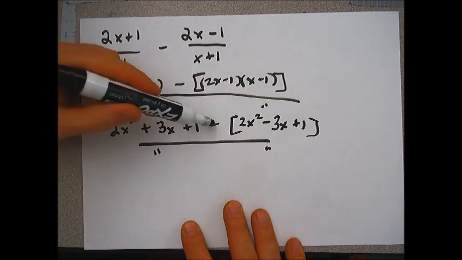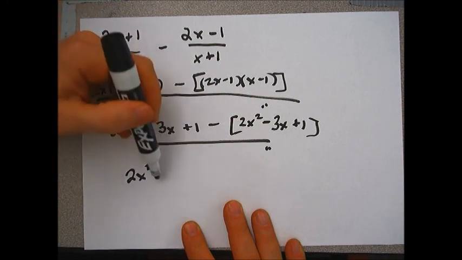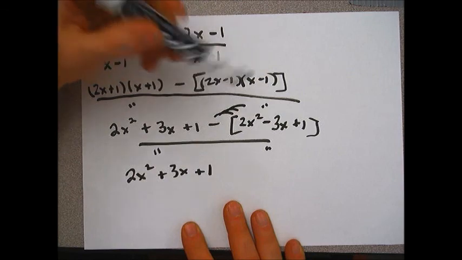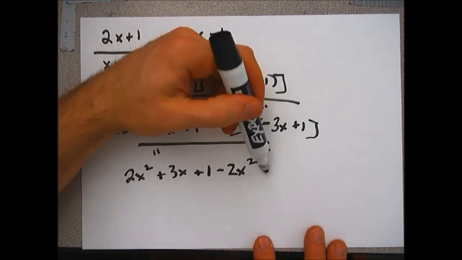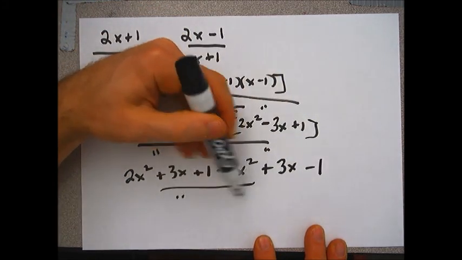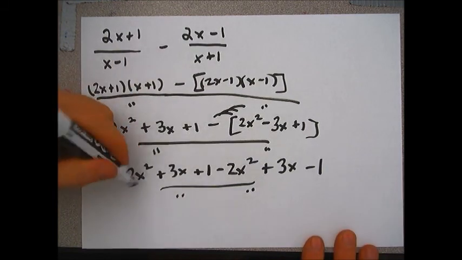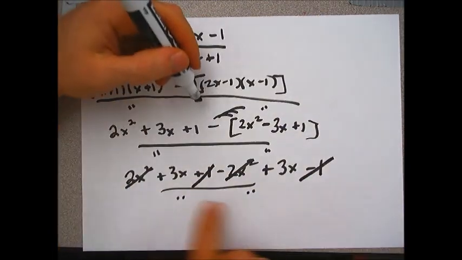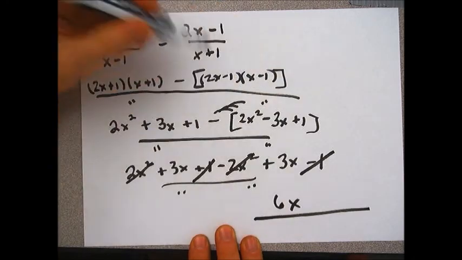So now we're going to minus the brackets, so distribute the negative. 2x squared plus 3x plus 1. Now this is where you run the negative through. Minus 2x squared, minus minus is a plus 3x, minus 1. Again, over the bottom. So what's going to cancel? 2x squared minus 2x squared is gone. 1 minus 1 is gone. 3x plus 3x is 6x over.